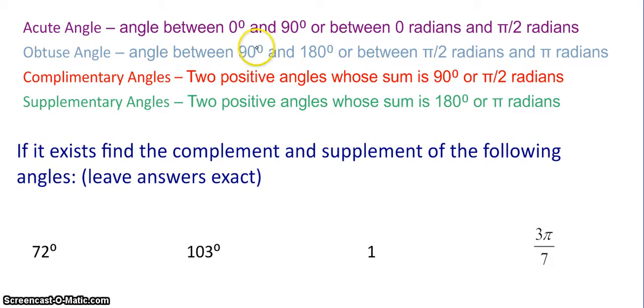Obtuse angle is an angle between 90 and 180 degrees, or between pi halves and pi radians. Complementary angles are two angles whose sum is 90 degrees or pi halves. Supplementary angles are two angles whose sum is 180 degrees or pi radians.